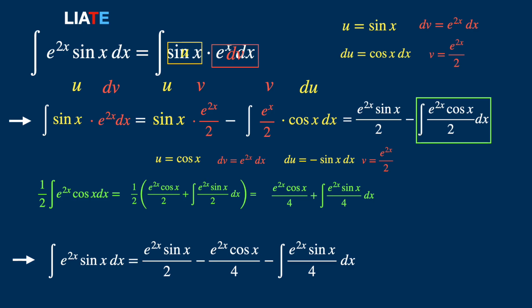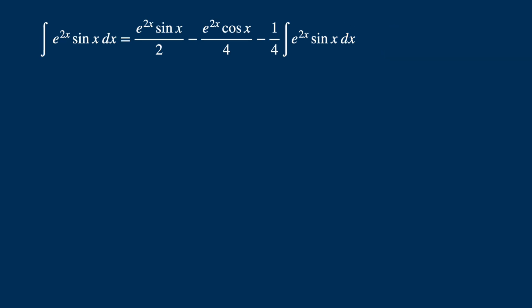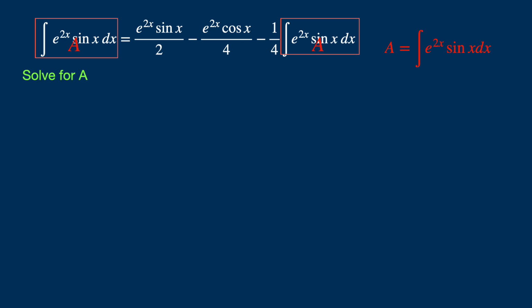What are you going to do? We see the same thing on the left side and the right side: the integral e to the 2x sine x dx right there, and another part, the integral e to the 2x sine x dx. I'm going to call that integration A. Then I'm going to replace it. Put A here, and the other side is A. So now we have to solve for A to find the indefinite integral.